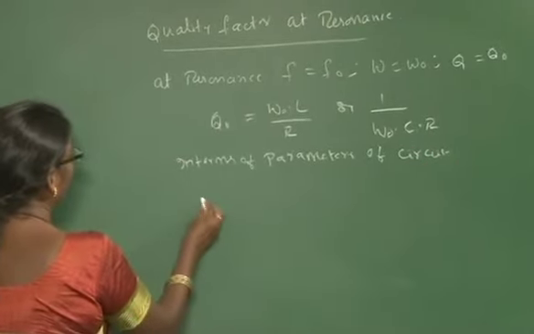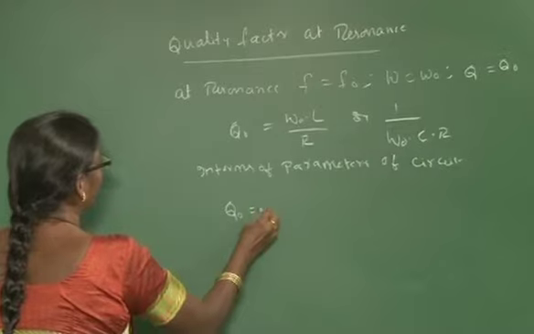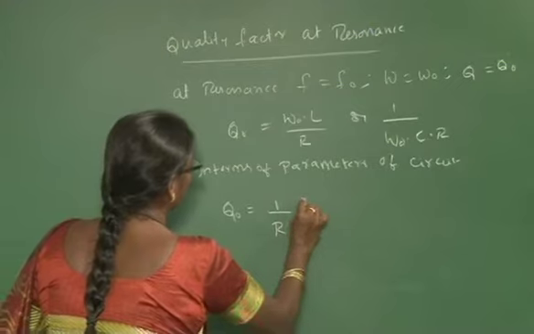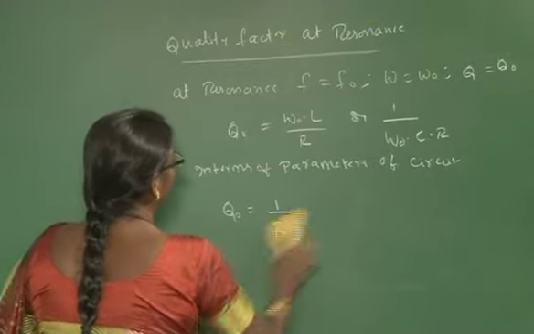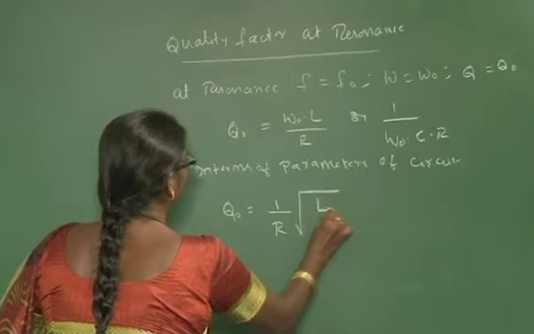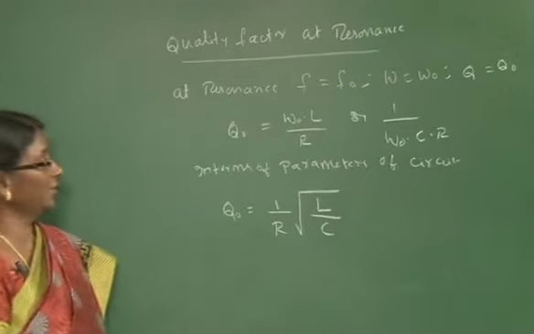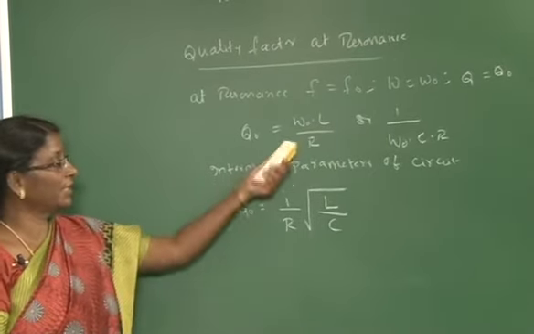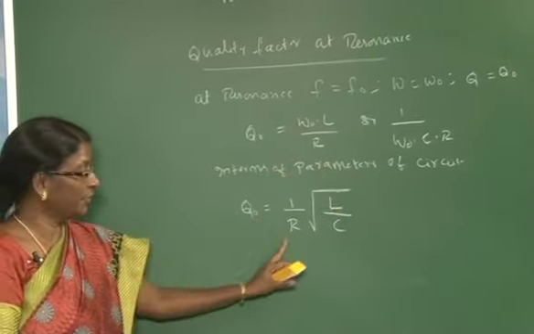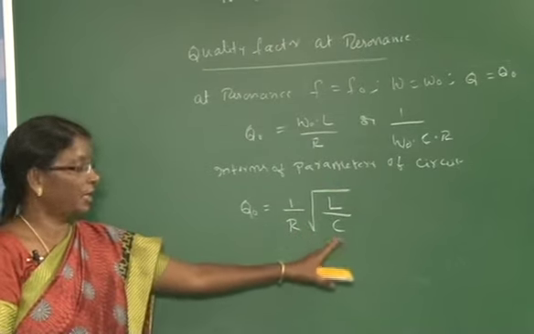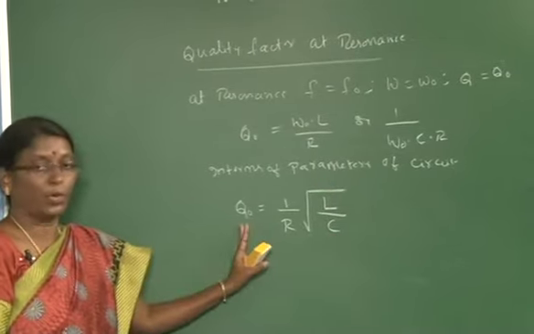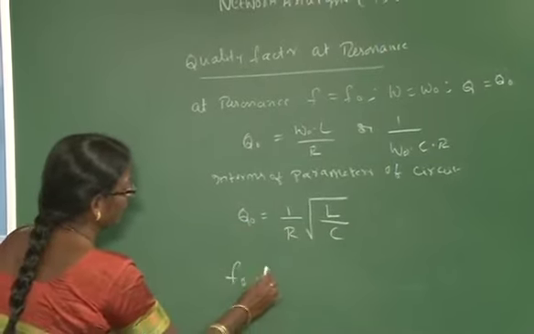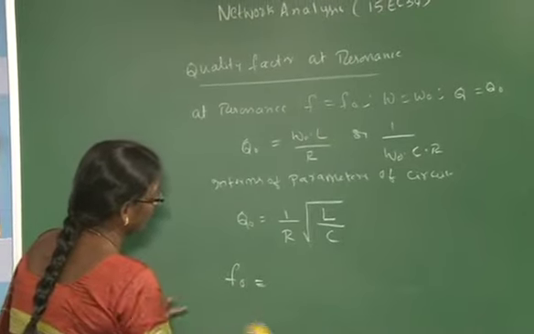Quality factor can be written as Q naught equal to 1 by R into root of L by C. So these are the equations for quality factor of a resonance circuit. While solving the problem, if you know the resonance frequency, you can use these two equations. If you don't know the resonance frequency in terms of the circuit parameter, you can find the quality factor. And the conclusive equation, f naught equal to, you have the equation for the resonance frequency.